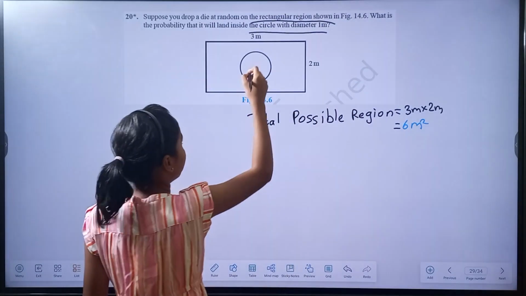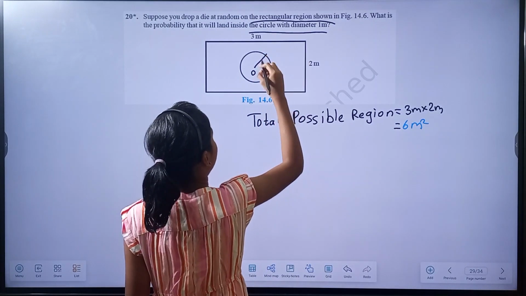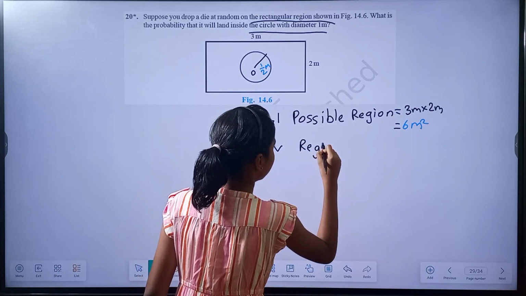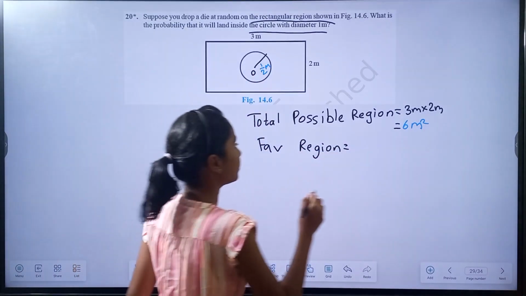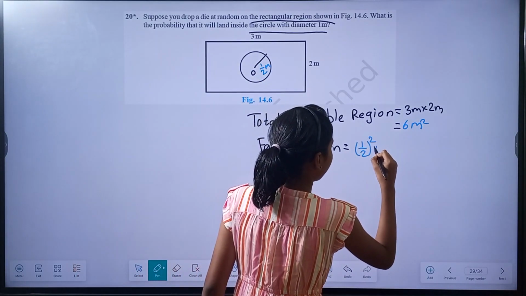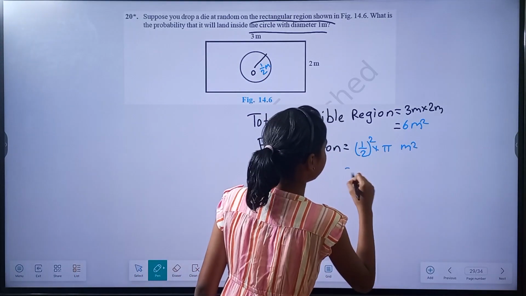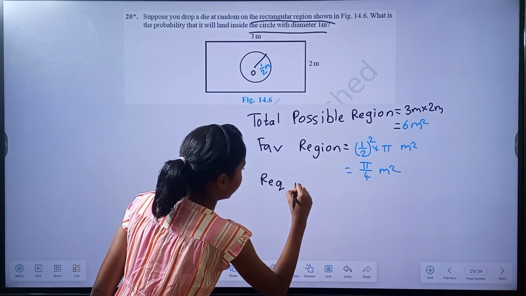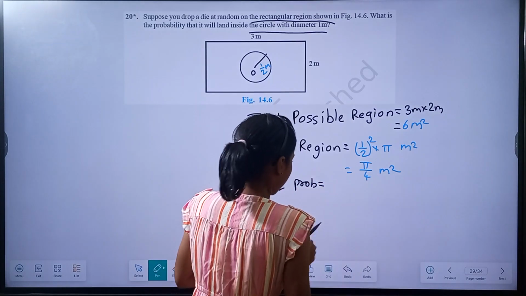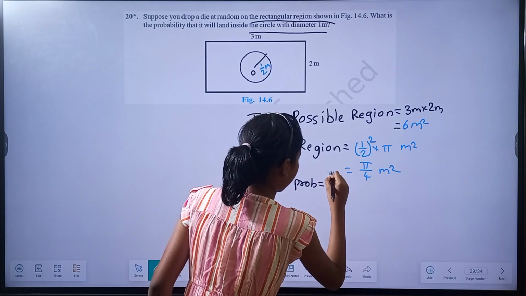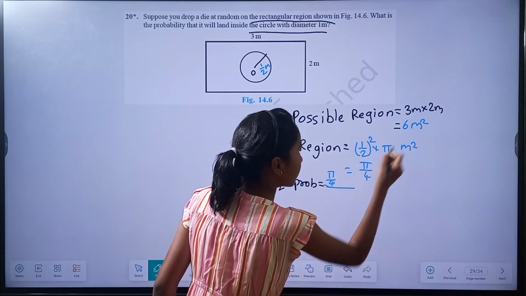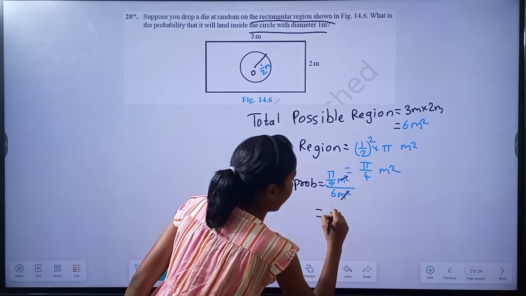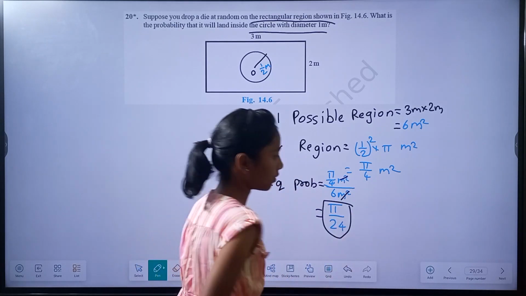So let us imagine that is the center, and this is the radius with length 1/2 meters. So the area of this circle, which is the favorable region, is (1/2) whole square into pi square meters, which is 1/4 pi square meters. So now the required probability is pi by 4 whole divided by 6 square meters, which is equal to pi by 24. Okay.